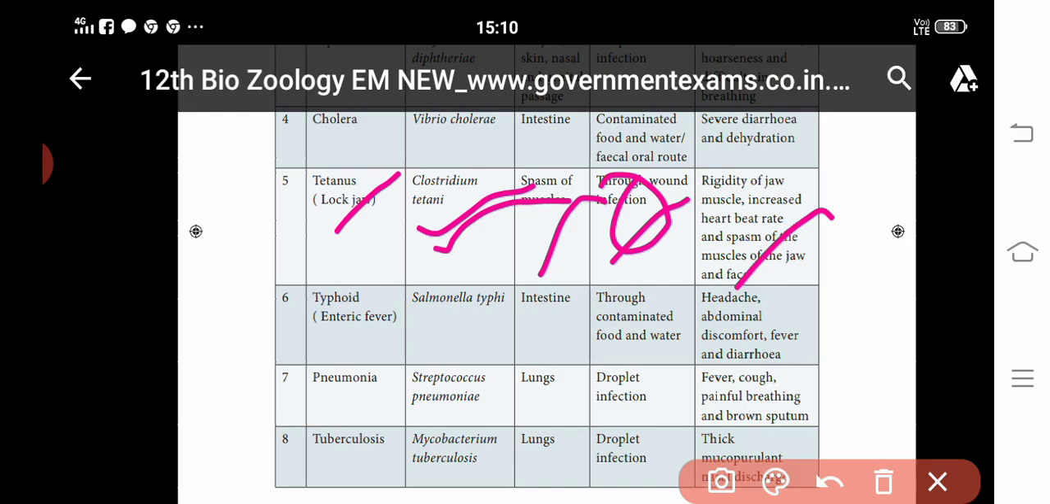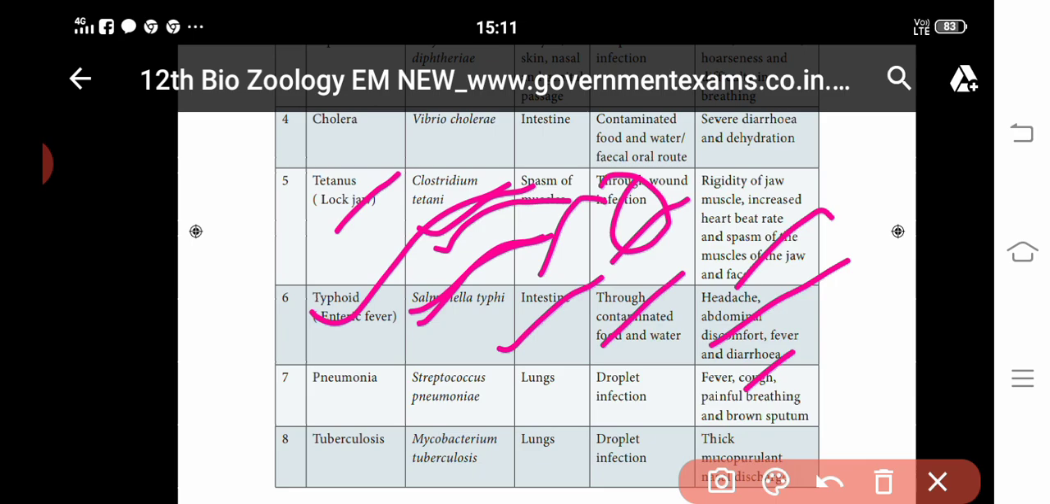So next we learn about typhoid. Salmonella typhi, intestine, through contaminated food and water, headache, abdominal discomfort, fever and diarrhea. The Salmonella typhi is responsible for this disease, typhoid. This disease is characterized by continuous fever, tender abdomen, coated tongue and full gut.